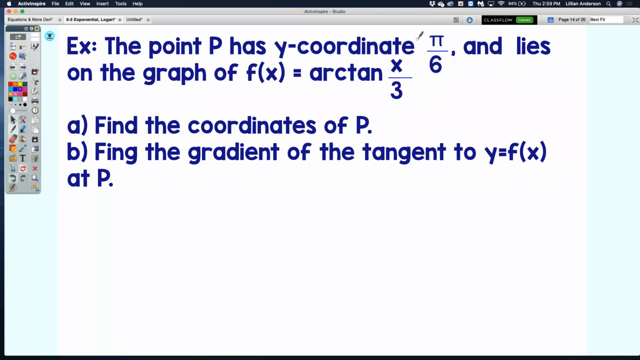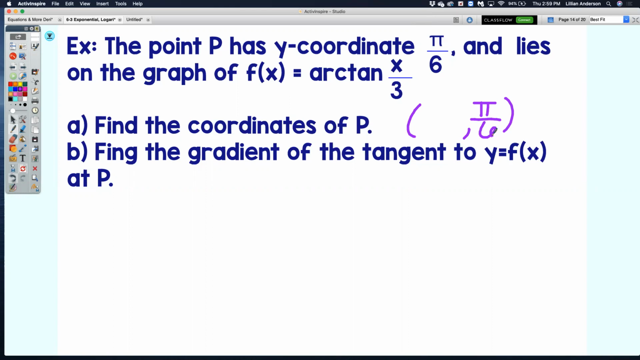The point P has a y coordinate pi over 6 and lies on the graph of f of x equals arctan x over 3. We're asked to find the coordinate of P. First off, we're told that the y coordinate of P is pi over 6. So the only thing we're missing now is the x coordinate. But we know how to find the x coordinate if we know what the y coordinate is.